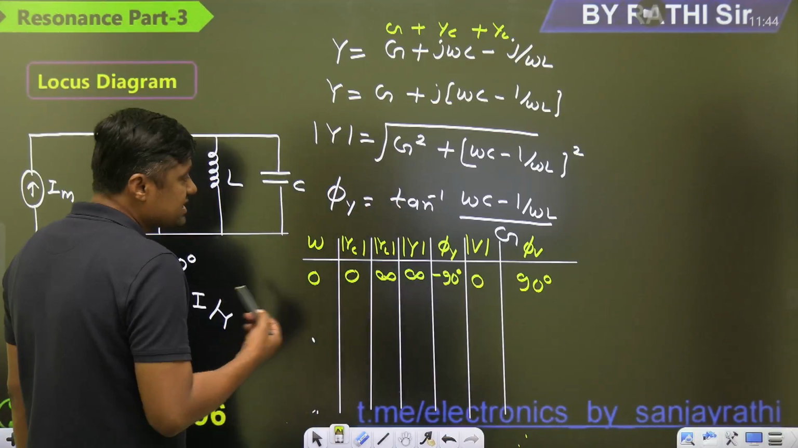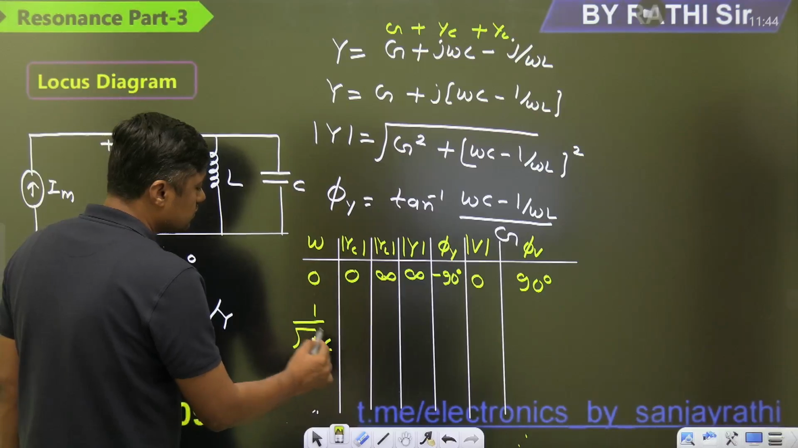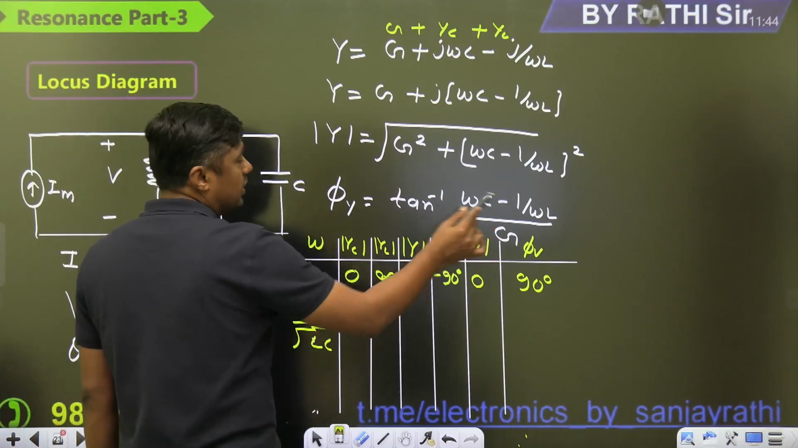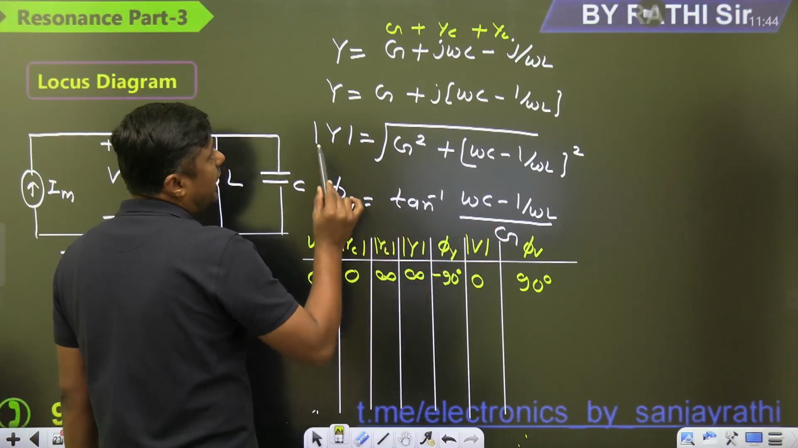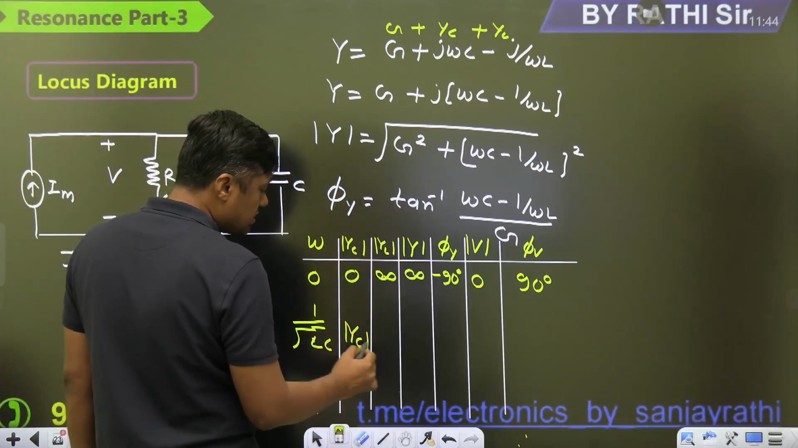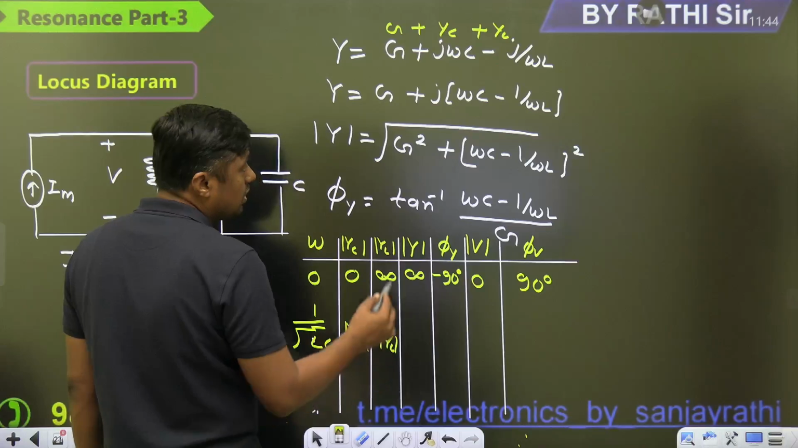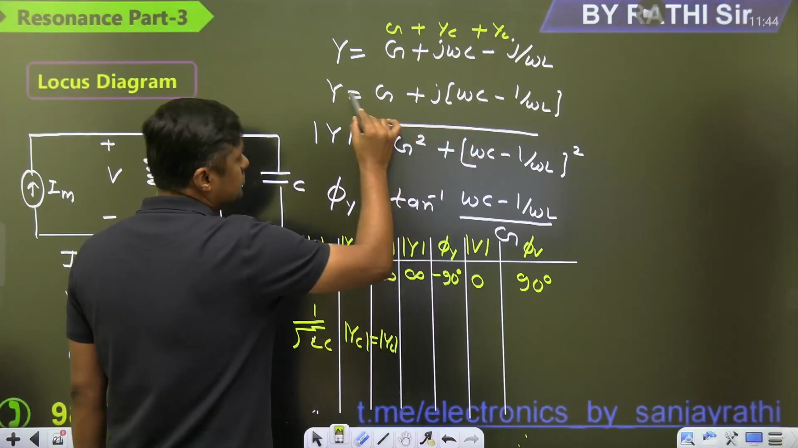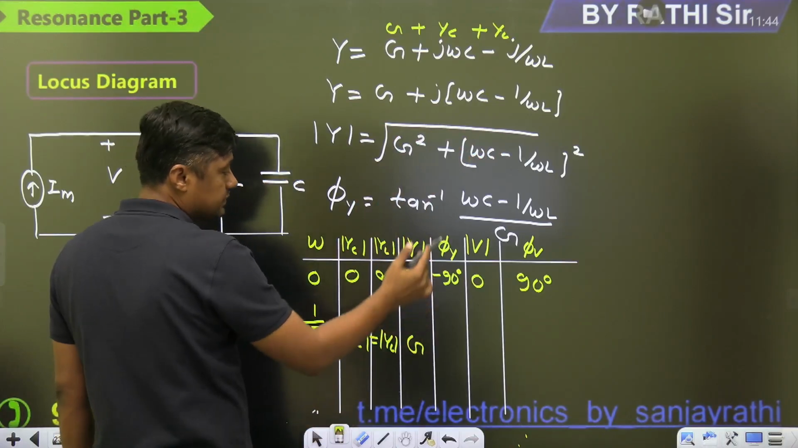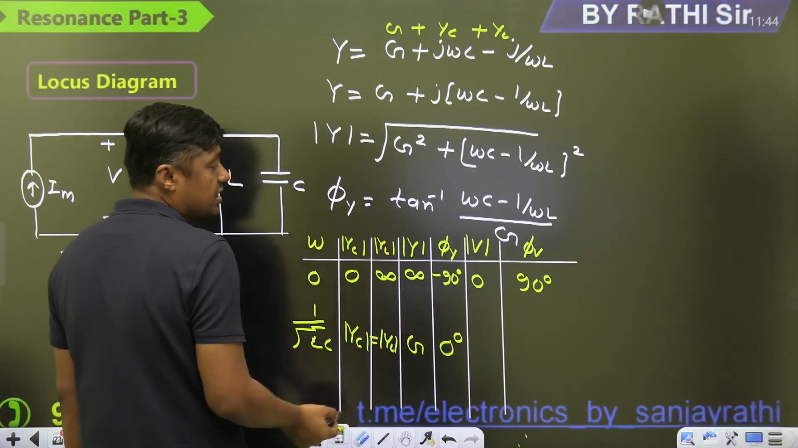Now, exactly at resonance frequency, 1 by root over LC, this term will become 0. And the admittance because of C is equal to what? Admittance because of L. Both are equal. And this imaginary term will become 0. So admittance will become G. What is the angle? 0 degree. At the resonance, it is purely resistive.